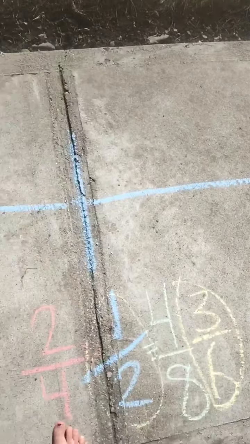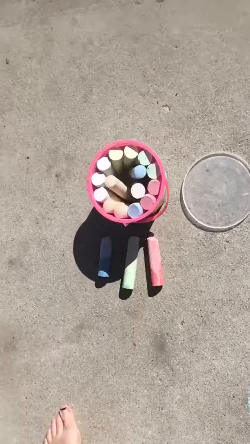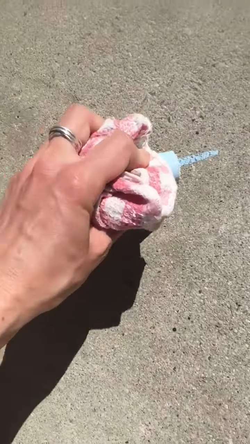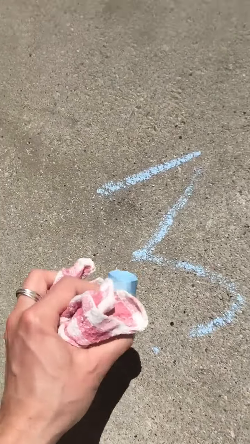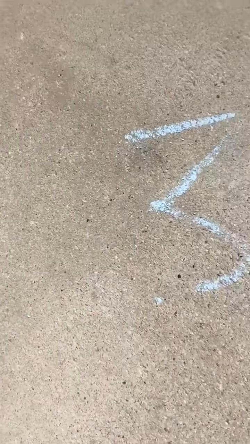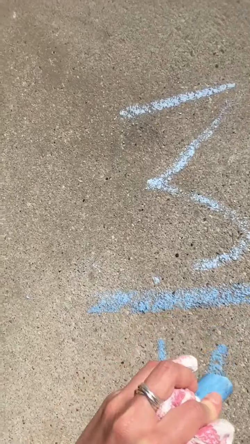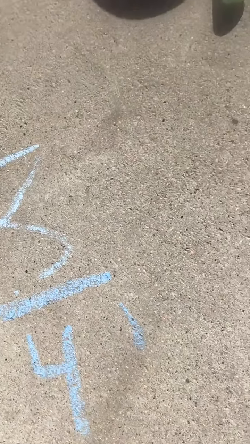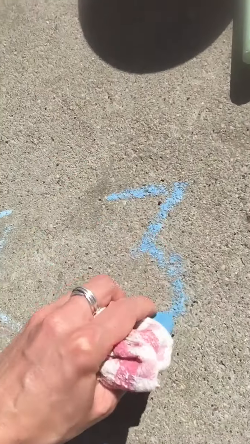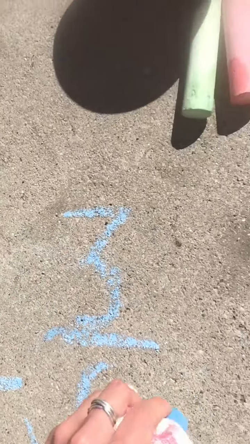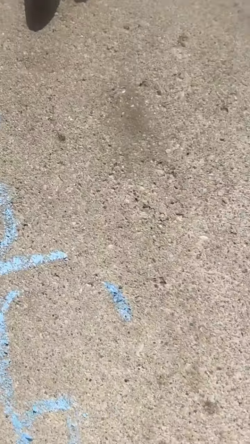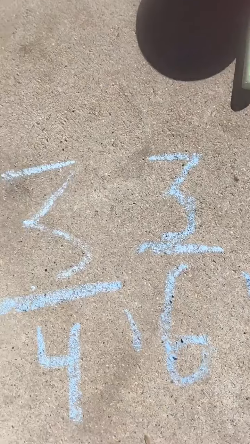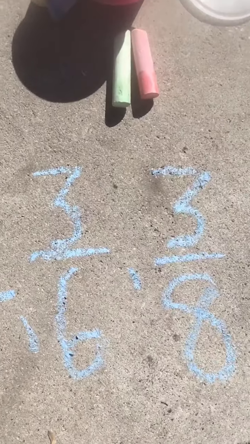If we were going to order all these numbers, we would have to say that 3, ooh, I broke my chalk. 3/4 is the biggest. Then we have 3/6. Then we have 3/8 as the smallest number.